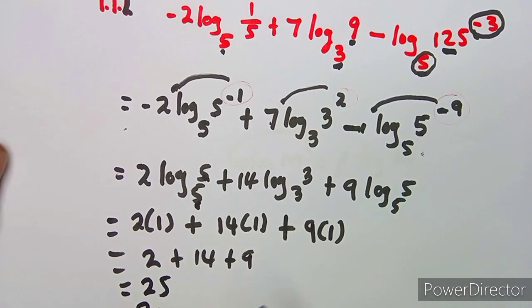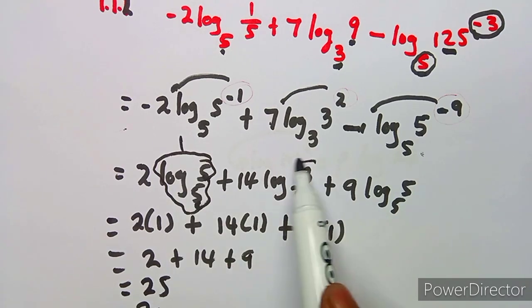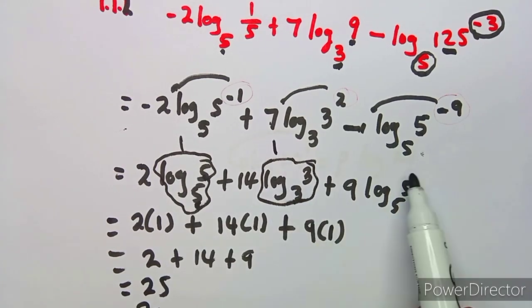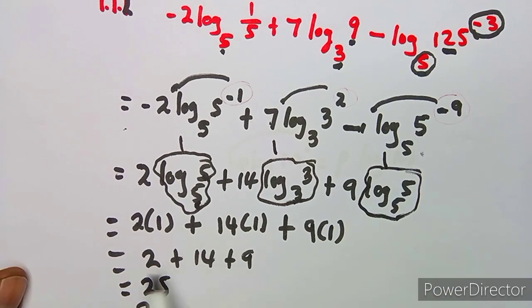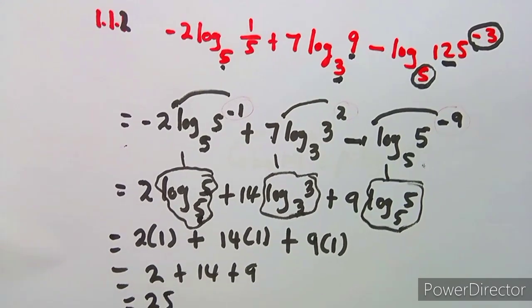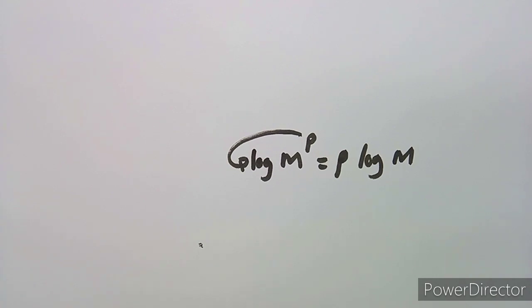So as we can see, we no longer have the log from this part here because this whole thing is 1. This whole log here is a 1. So that's what you're going to have at the end. So guys, these are the steps actually that you need in order to simplify properly whenever you are working with a logarithm.